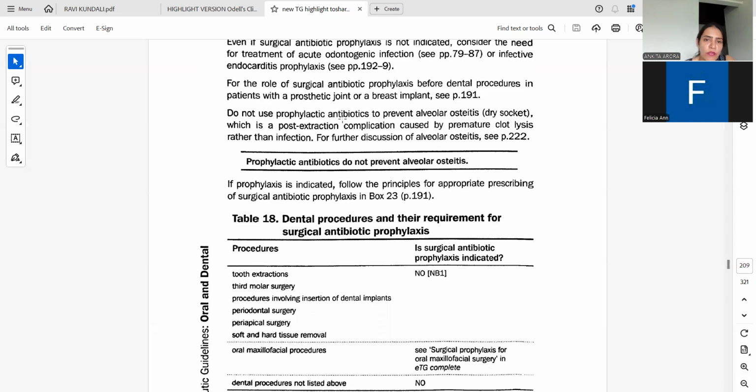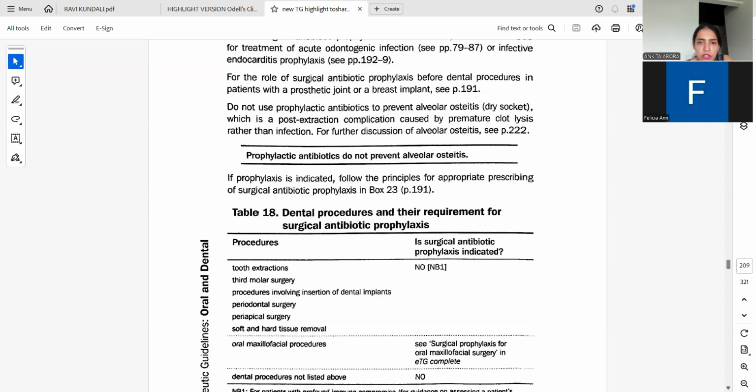Do not use prophylactic antibiotics in dry socket cases, because it's a post-extraction complication caused by premature clot lysis rather than infection. So it is not an infection per se. It's just that the clot is lysing, it is not able to clot well in there. We will read about dry socket later.